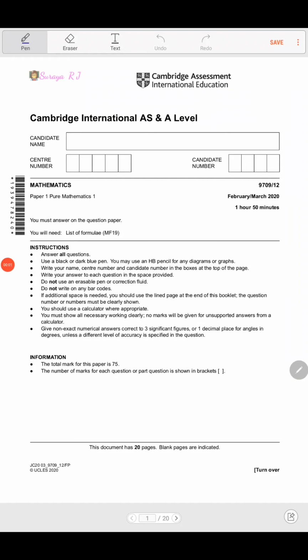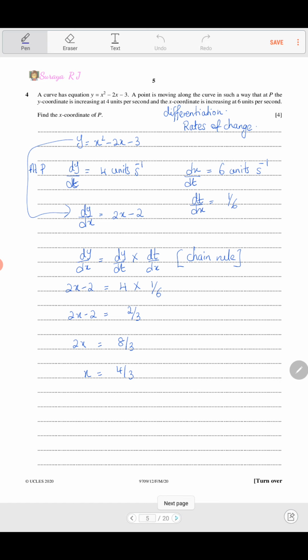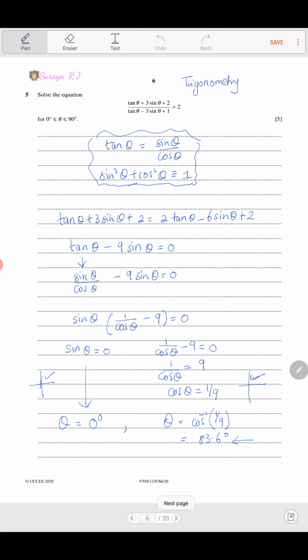This is March 2020 Mathematics Paper 1, which is for both AS and A-level students. In the last video, we tackled question numbers 1 to 6. So in this video, I'm going to work some more question numbers.